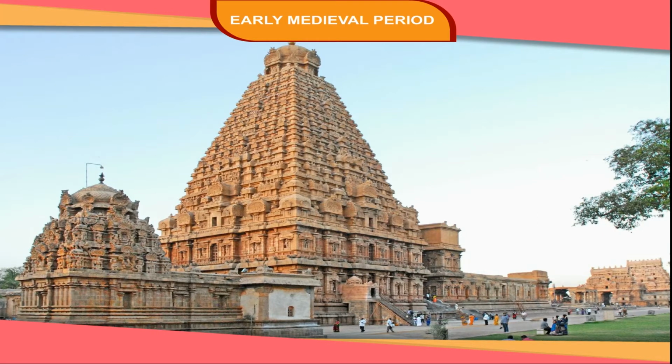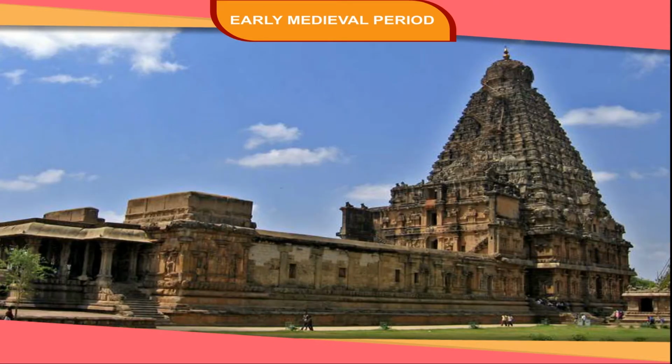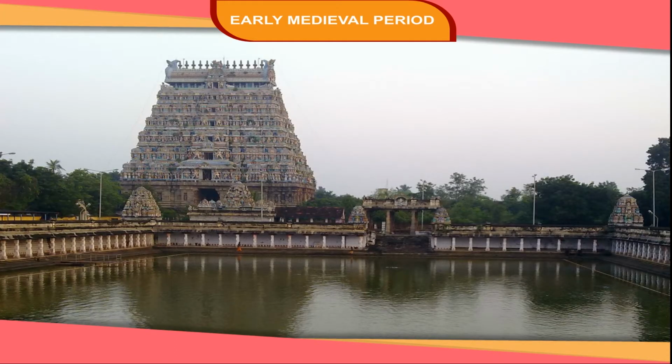Temples became not only the place of worship but also the center of entertainment. It was in the South Indian temples that Bharatnatyam dance began. Dancing girls were known as Devdasis, who learned and performed in the temples. Exquisite temples like Brihadeshwara Temple at Tanjavur and the Nataraj Temple at Chidambaram were constructed during the Chola period.